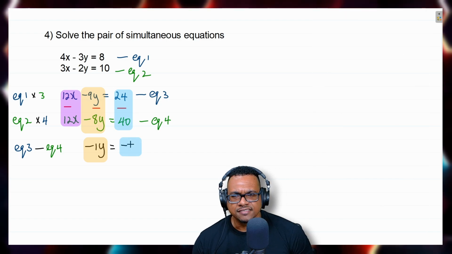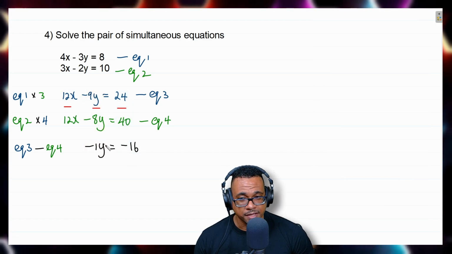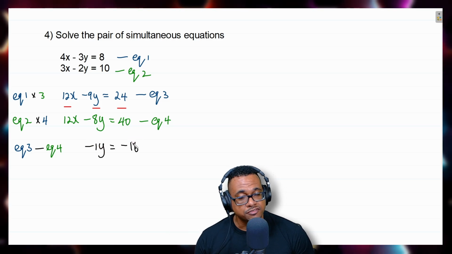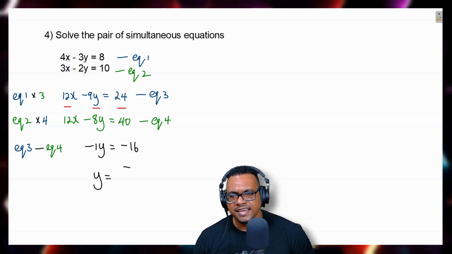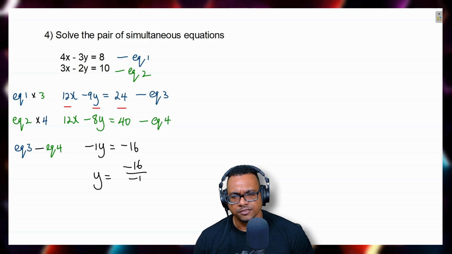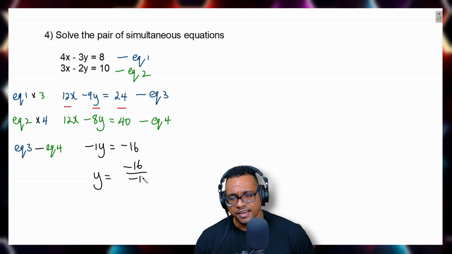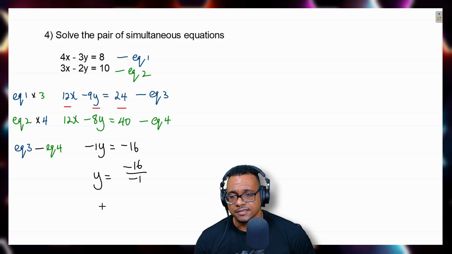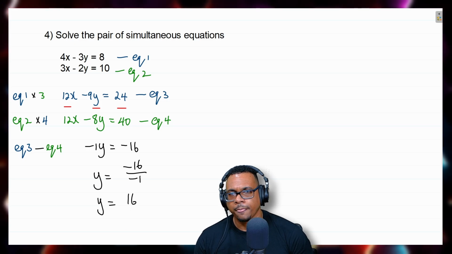So we write -16. Now this -1 is being multiplied by the y, so when we transfer it across to get the y by itself, it changes from multiplication to division. So we have y is equal to -16 divided by -1. We are dividing two negative numbers, so we get a positive answer. 16 divided by 1 is just 16. So y is equal to positive 16.